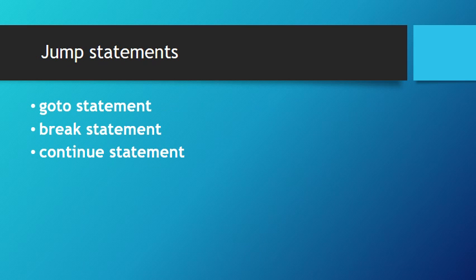Next, jump statements. Jump statements are used to interrupt the normal flow of the program, and there are 3 types of jump statements. First, goto statement, then break statement, and last continue statement.